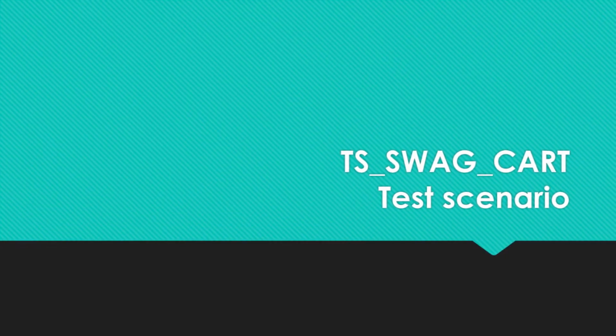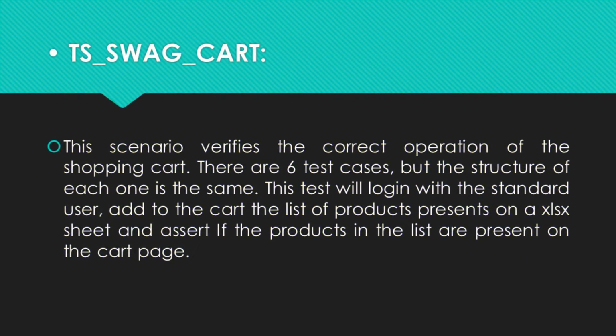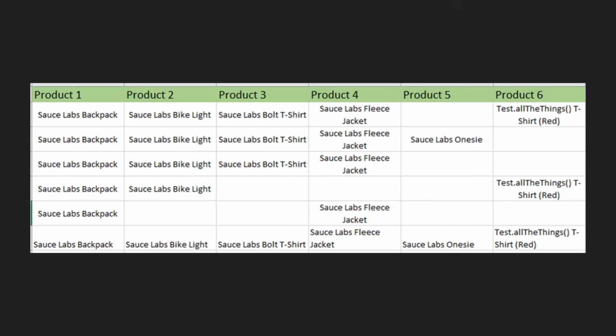TS Swag Cart. This scenario verifies the correct operation of the shopping cart. There are 6 test cases, but the structure of each one is the same. This test will log in with the standard user, add to the cart the list of products present on the Excel sheet, and check if the products in the list are present in the cart page. The only variation of this test is the products in the list provided by the Excel sheet.